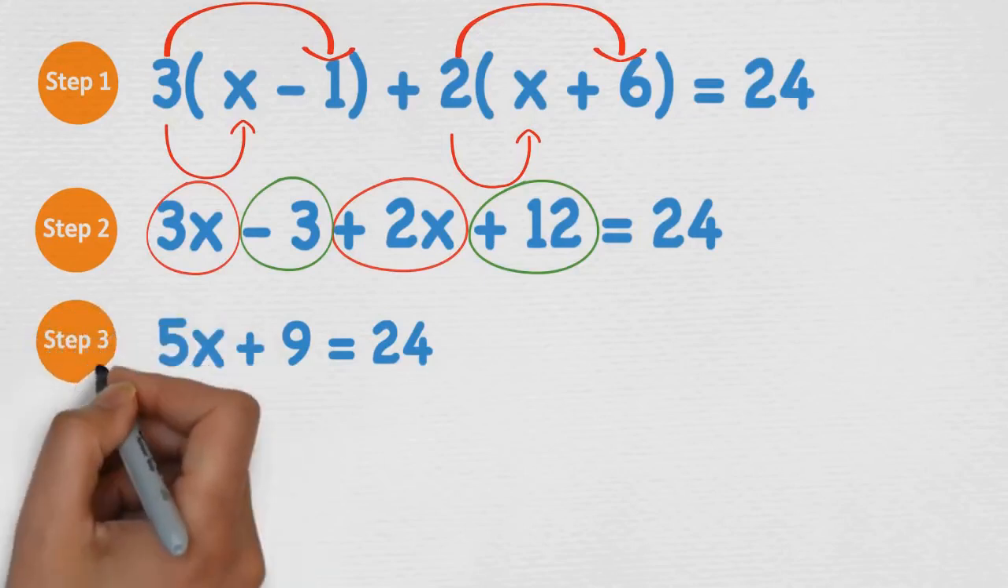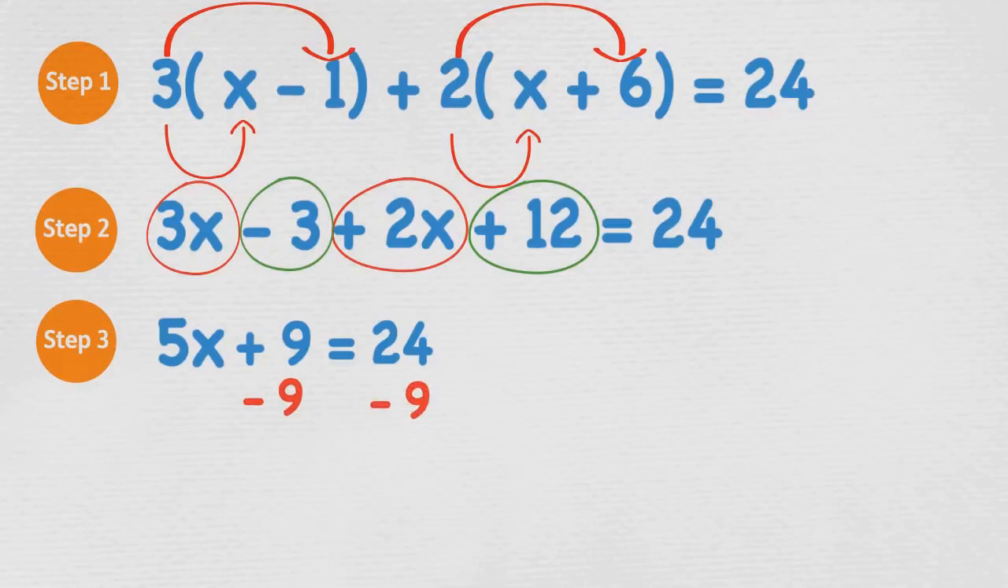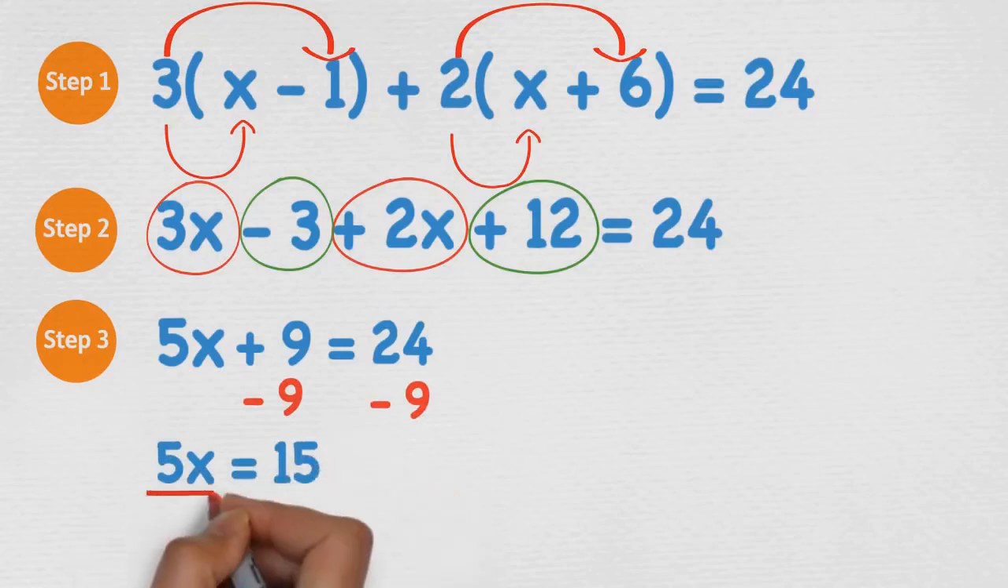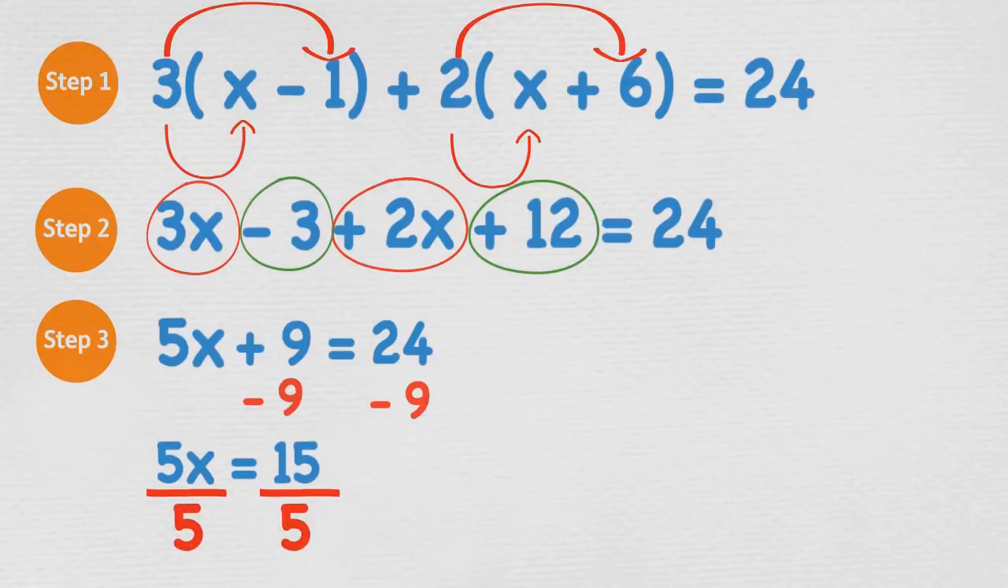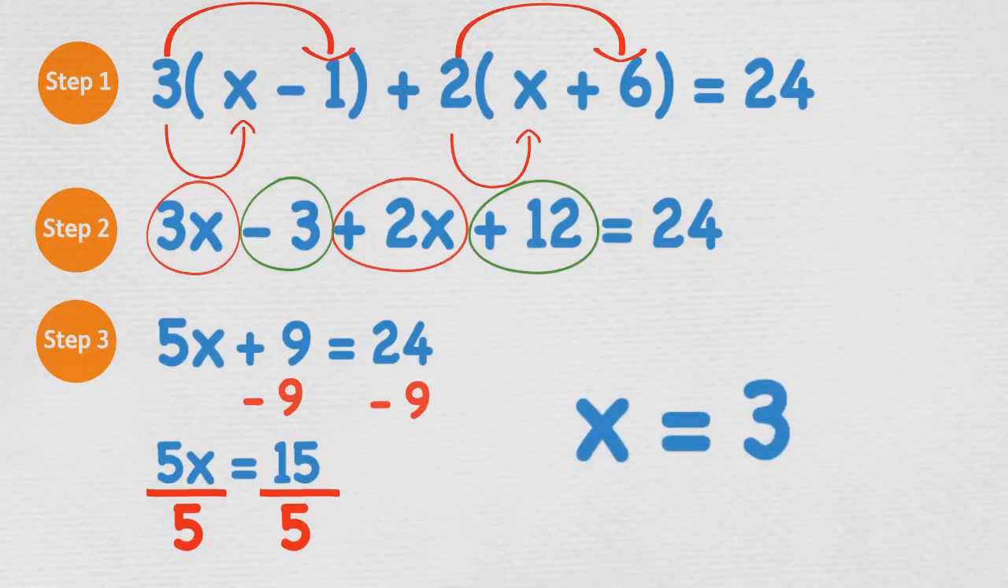The last step now, we can take 9 from both sides as it is the inverse operation to positive 9. This leaves us with 5x = 15. And then the inverse operation of times 5 is divide by 5. So we divide both sides by 5 and we are left with x = 3, which is our final answer.